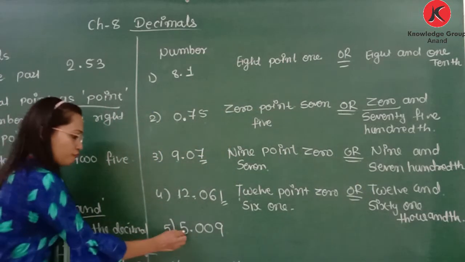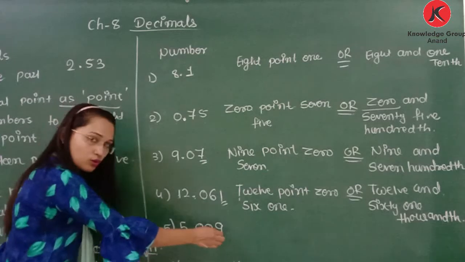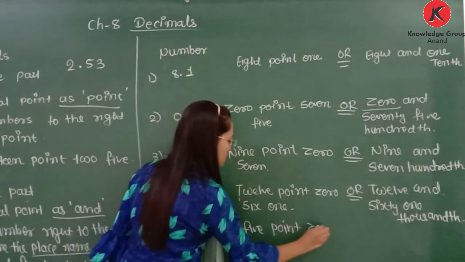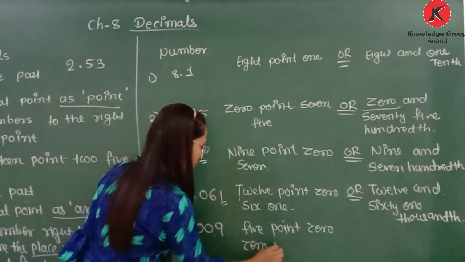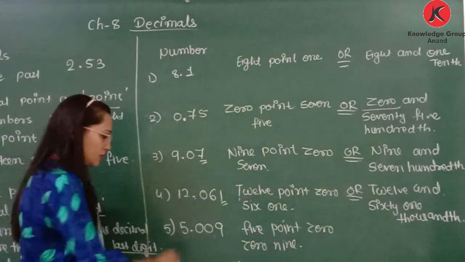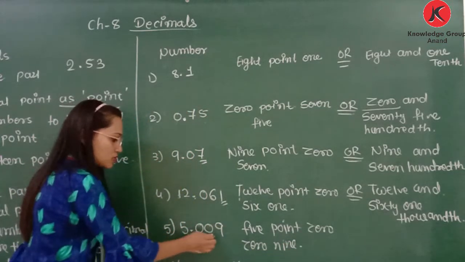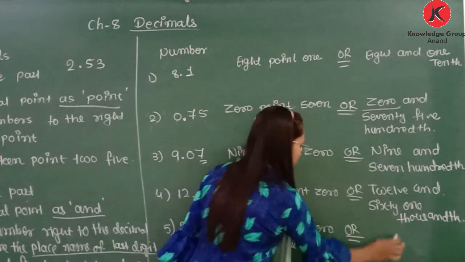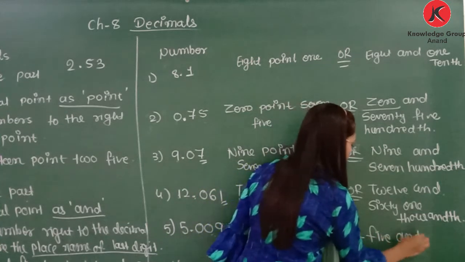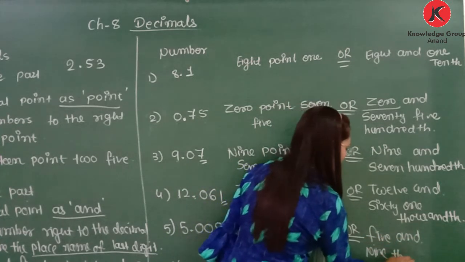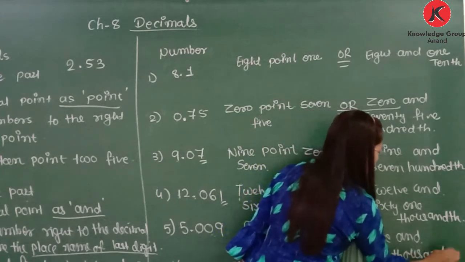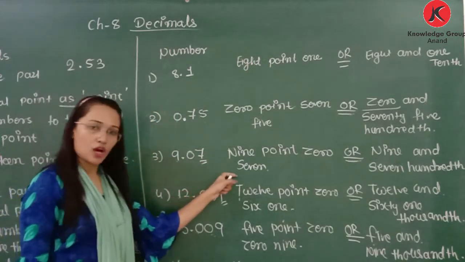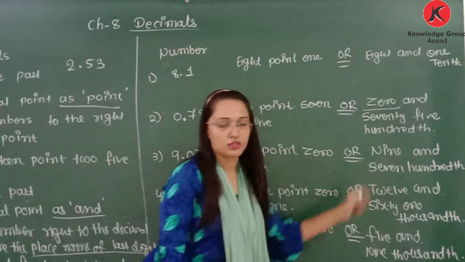For the next one, 5.009. We can read it as 5 point 009, or we can read it as 5 and 9 thousandths, because the first digits are 0. So 9 thousandths. 5 and 9 thousandths. In the exam, you need to follow only one method. You can write the name according to this method or according to this.